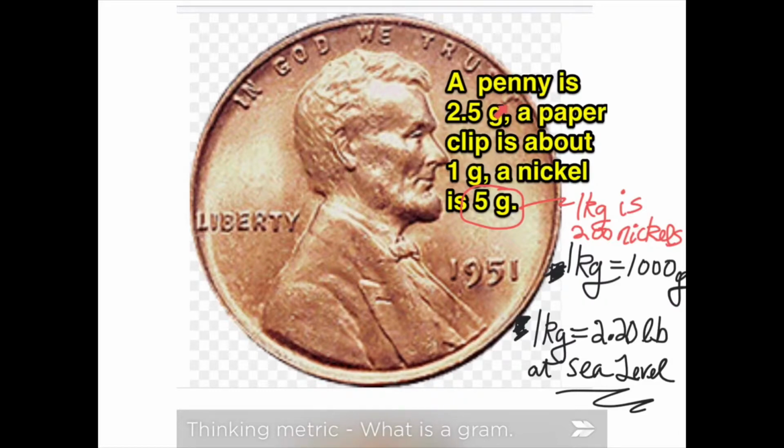A penny is 2.5 grams. A paperclip is about 1 gram. A nickel is 5 grams. In the math, this tells us that 1 kilogram is 200 nickels.